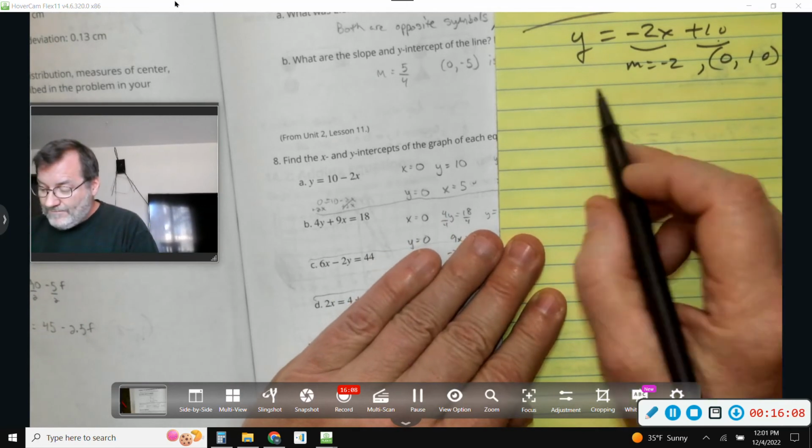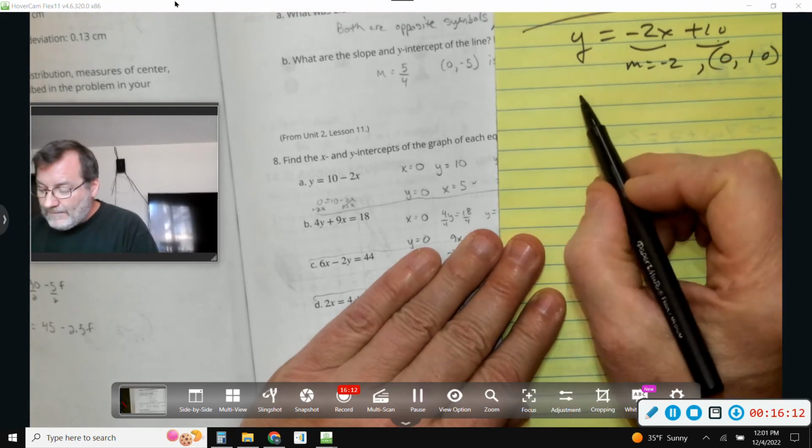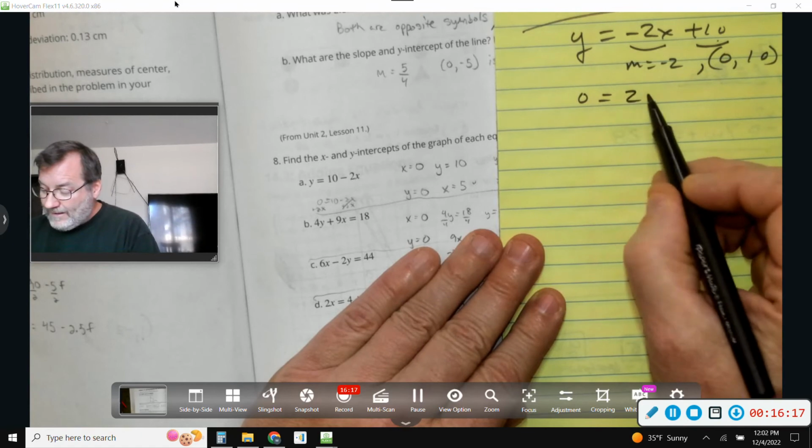Now, if I want to find the x-intercept, now that value for y is 0, and I've got to solve for x.